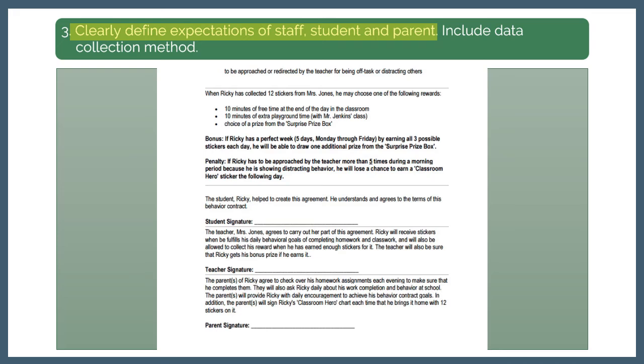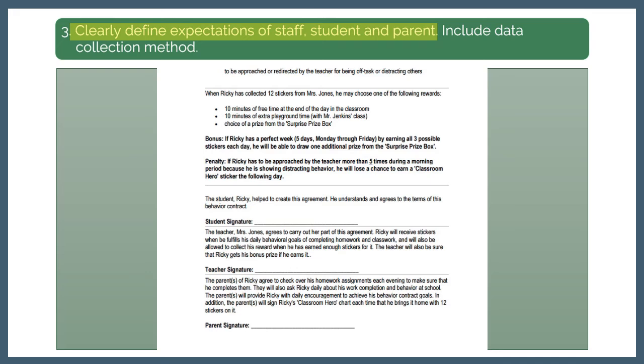Mrs. Jones agrees to carry out her part of the agreement, that Ricky will receive stickers when he fulfills his daily behavioral goals of completing homework and classwork, and will also be allowed to collect his reward when he has earned enough stickers for it. Miss Jones will also be sure that Ricky gets his bonus prize if he earns it.